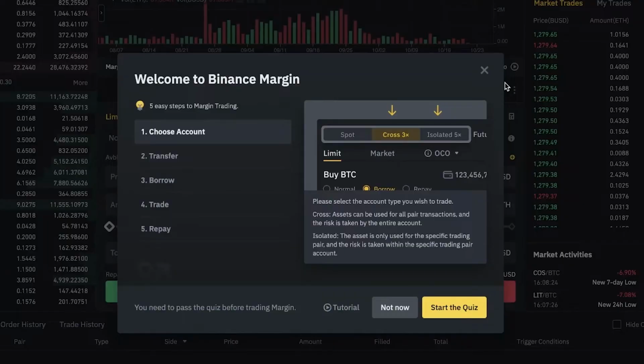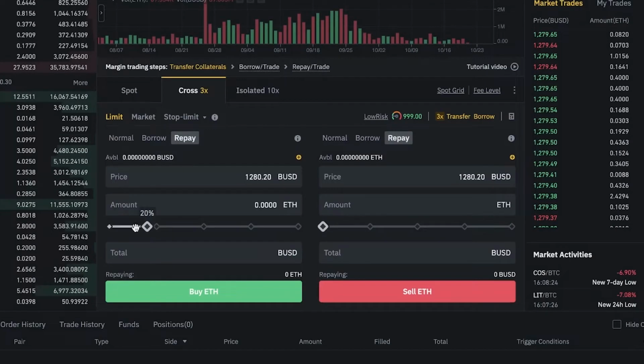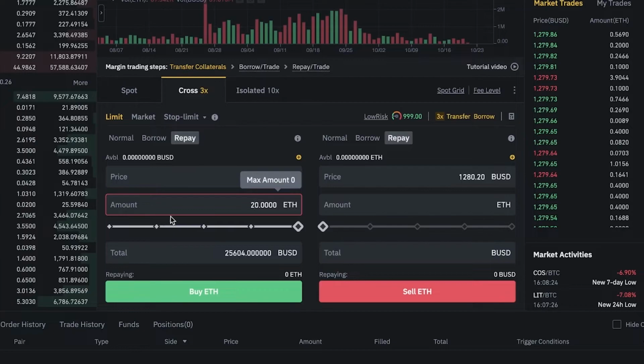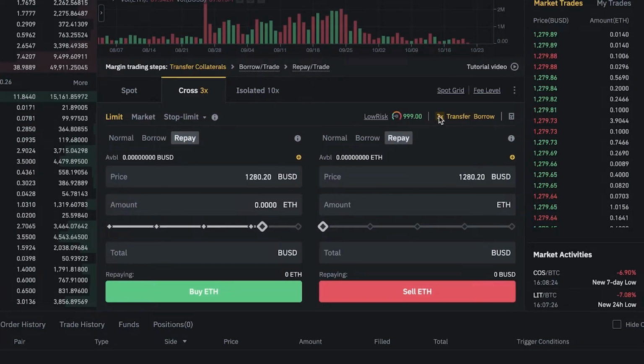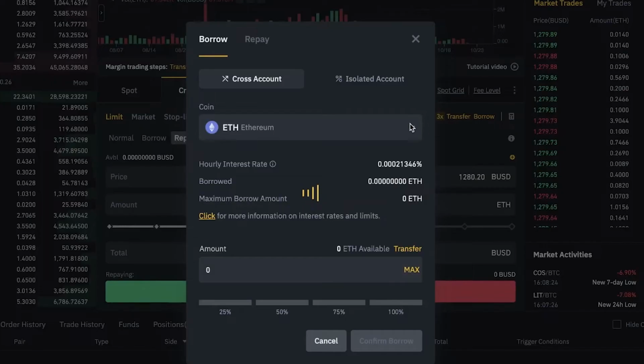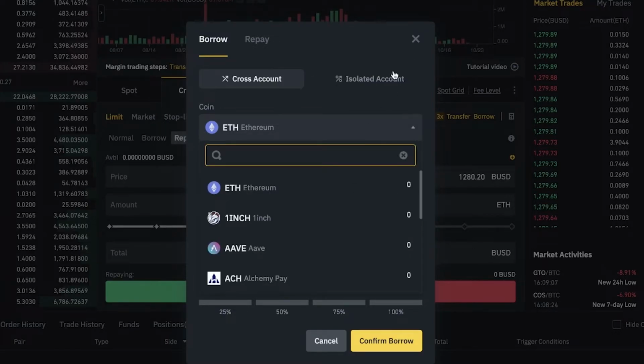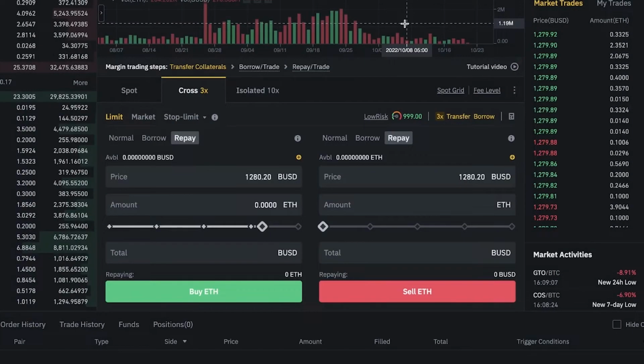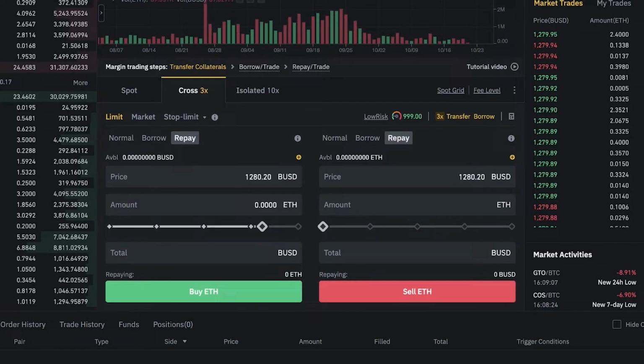And now you also, in your cross 3x, have this kind of leverage. So depending on what leverage you select, it's multiplied by that amount. So if I actually put in 2 Ethereum, and I leverage it to a certain amount, that means it's multiplied by that amount. And you can see on the top, you even have a transfer and borrow section where you're going to be able to borrow money into your account, either into your cross 3x or your isolated account. So depending on where you're looking to do your trades, you can borrow in that specific account.